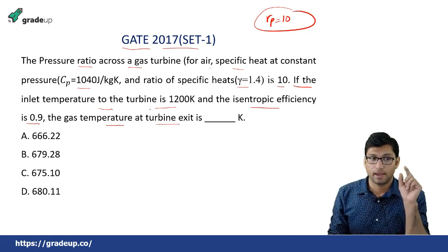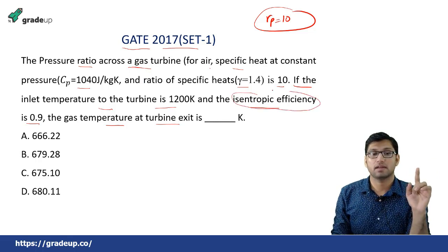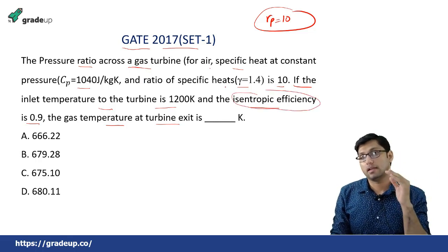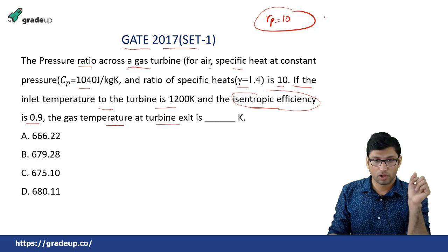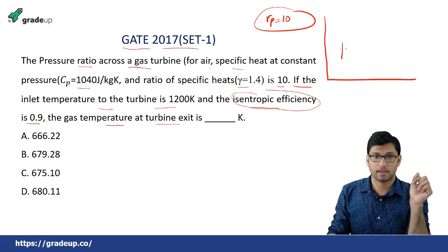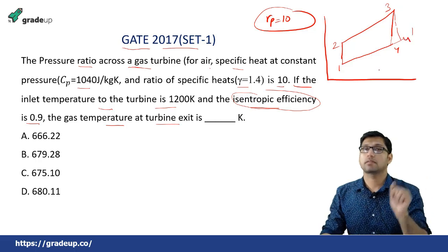So first thing, because it is a gas turbine, it is a Brayton cycle. Second thing is that there is an isentropic efficiency in the turbine. That means there is a difference between the actual work and the isentropic turbine work. So if you draw this gas turbine on a TS diagram, it will be somewhat like this. For an ideal cycle, this is the isentropic 1, 2, 3, 4, but the actual process will be 3 to 4 dash.